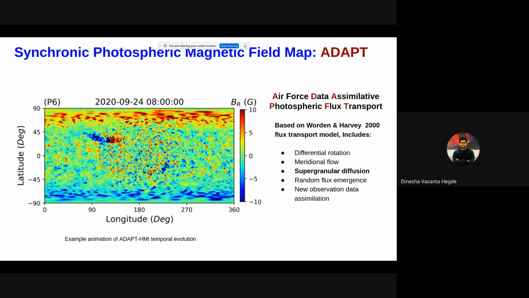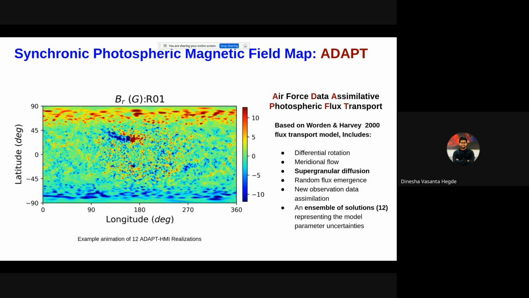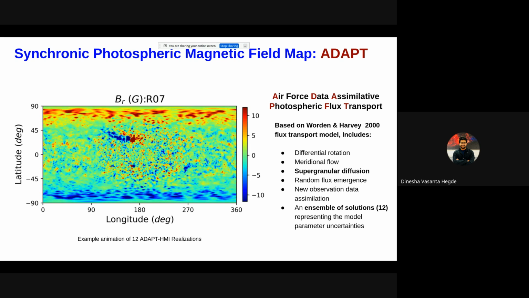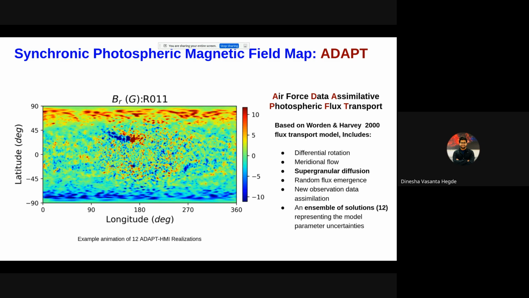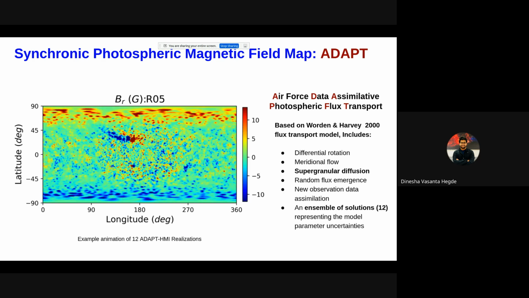But we need the ensembles of ADAPT maps to quantify the uncertainty. So this is how it looks at a time step. Here I'm showing 12 different ensemble members from ADAPT.